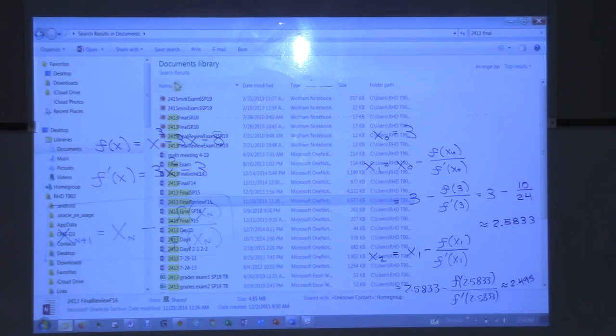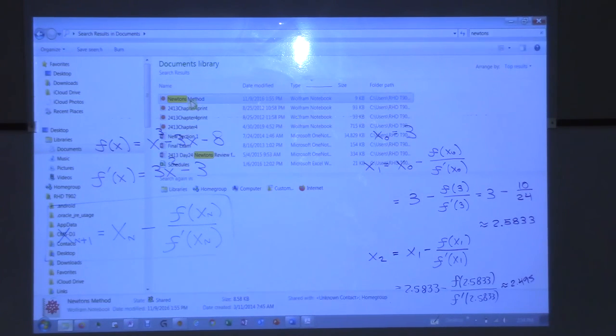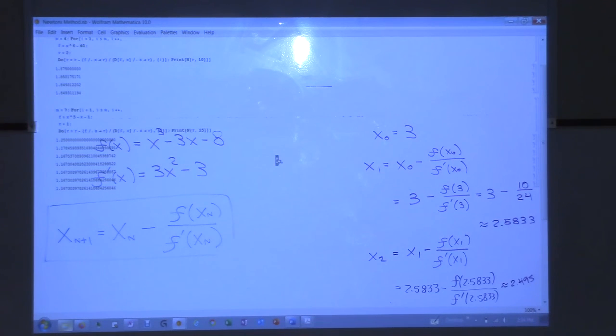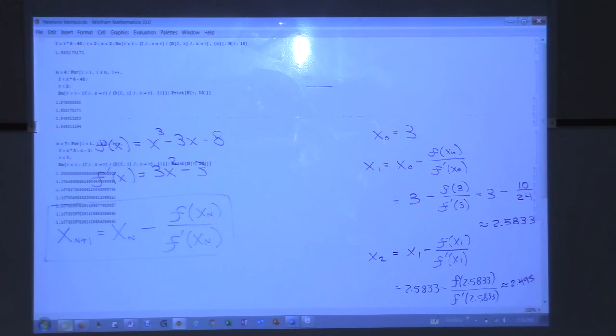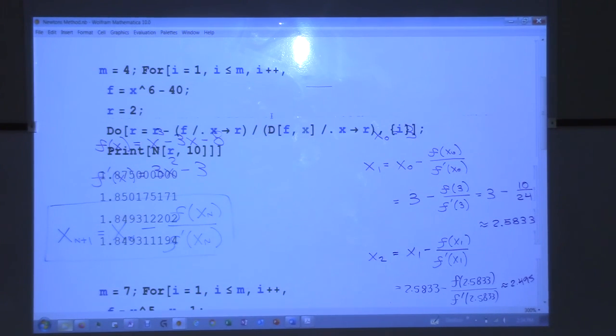Got to find this real quick. I programmed it in here a while back. Newton's method. Okay, here we go. It's not a pretty little program here, but I can't see because there's a glare. There we go. Can you all see that?